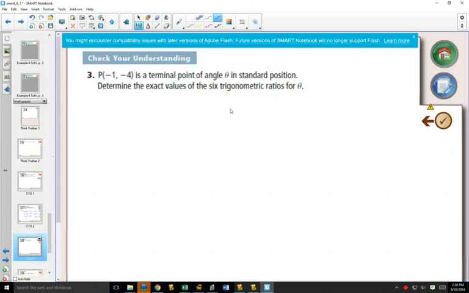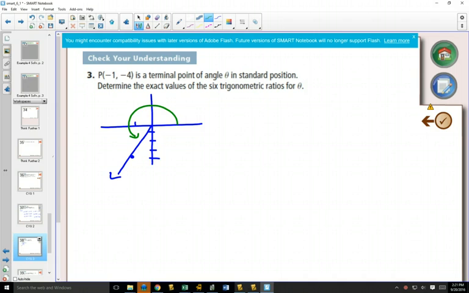So in example 3, they tell us that (-1, -4) is a terminal point of an angle in standard position. So if I draw -1, then 1, 2, 3, 4, that point right there is on the terminal arm of an angle in standard position. So there's that positive angle in standard position. It could also possibly be the negative angle in standard position. It doesn't specify which, and it doesn't matter.